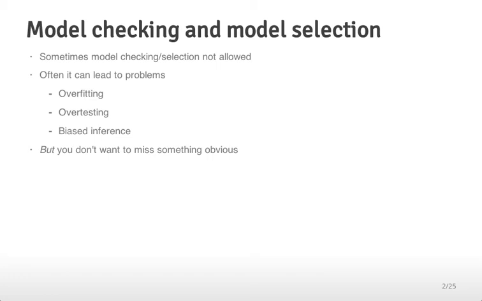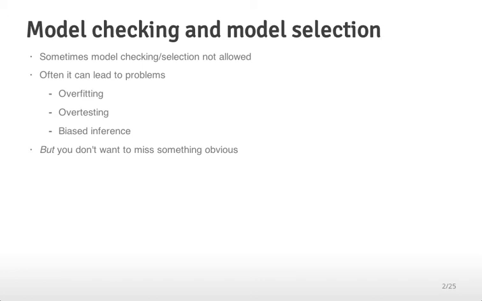So model checking and model selection are two areas where there is some debate about the best way to do that, and it's certainly one of the areas in data analysis where it may be more art than science. Certainly sometimes model checking or selection is not allowed. For example, if you're submitting an analysis to the FDA or to another regulatory agency to get approval, you'll often have to say in advance what are the terms you're going to be using in your model and how it's going to be fit. So you won't be able to actually do model checking or selection when you're trying to answer those specific regulatory questions.